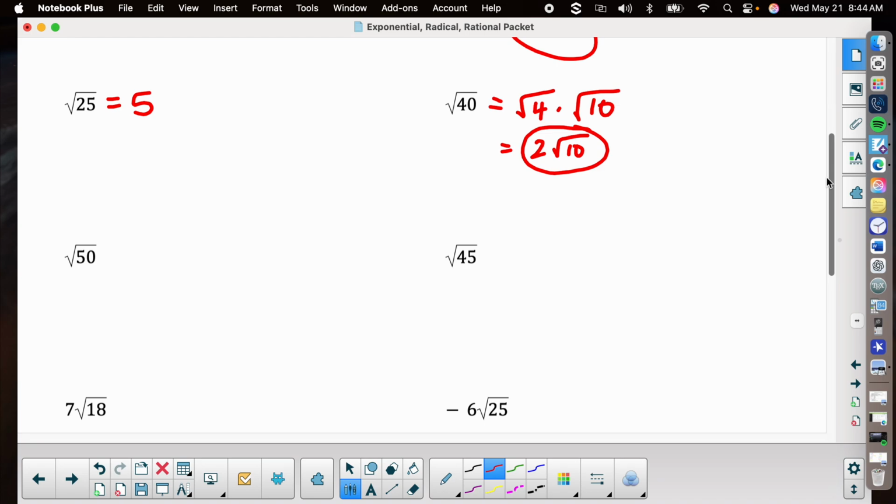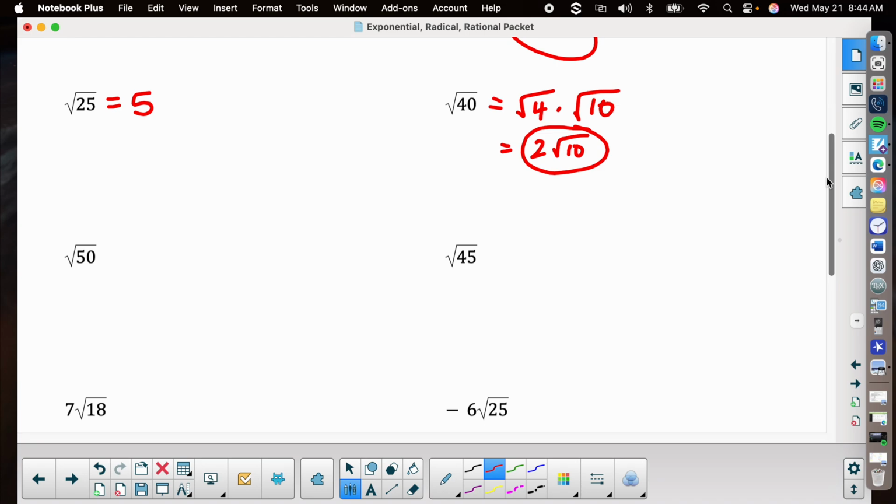Okay. Andy, who you want to make? Eli. Square root of 50. Can you tell me how to break it apart? You don't know.